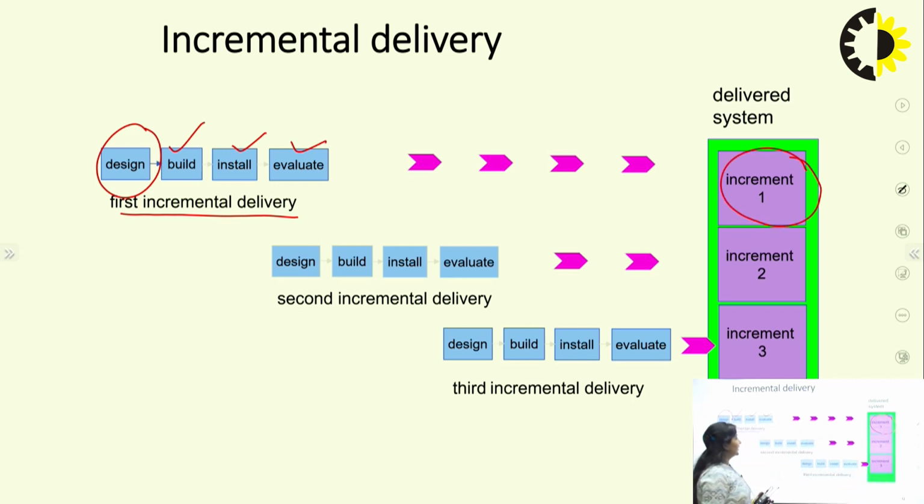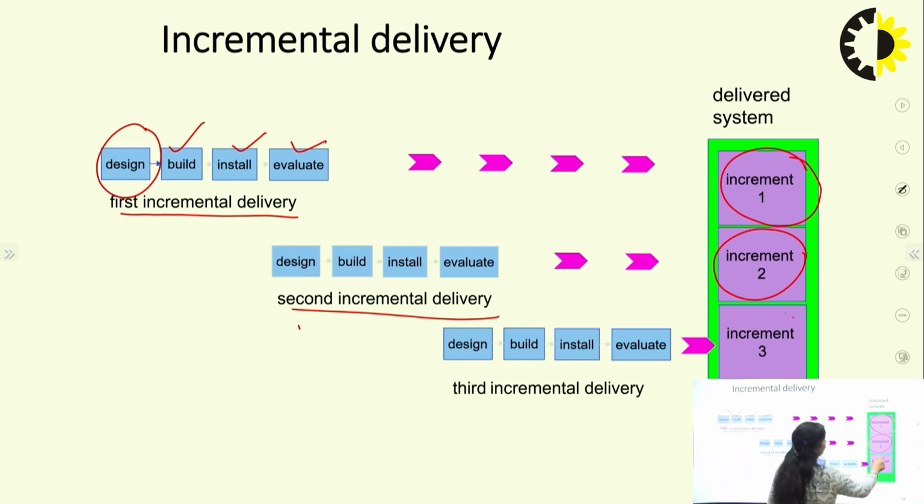For the second increment, the second incremental delivery, the client has now been satisfied with the particular module. So this module has been finished. Now what will happen? We will go for the next module. Again, for the next module, the same procedure will be applied: design, build, install and evaluate. This will be the second incremental delivery, and it will go for increment 2. Similarly, for the third one, again design, build, install and evaluate, the third increment will be done.